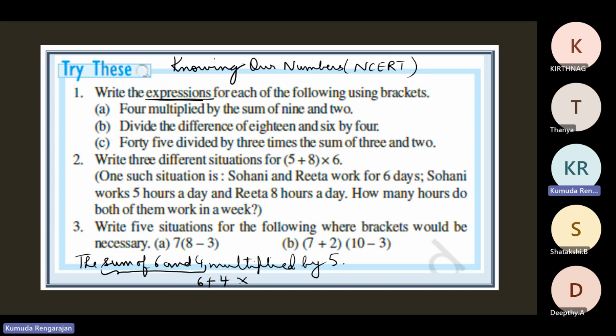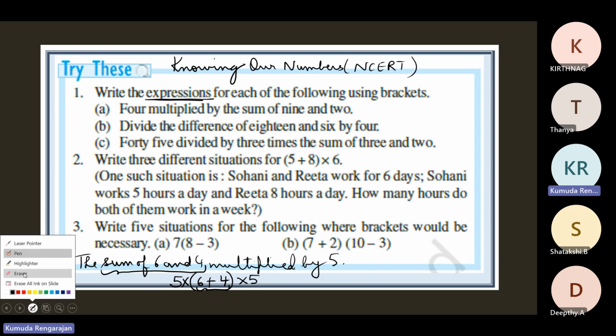You should not write multiplied by 5 like this. This is incorrect. You must use a bracket because the entire thing, the sum of 6 and 4, the whole thing is multiplied by 5. So this is how you represent that. You can even put a multiplication sign here. Even if you don't write the multiplication sign, it is understood to be multiplication.